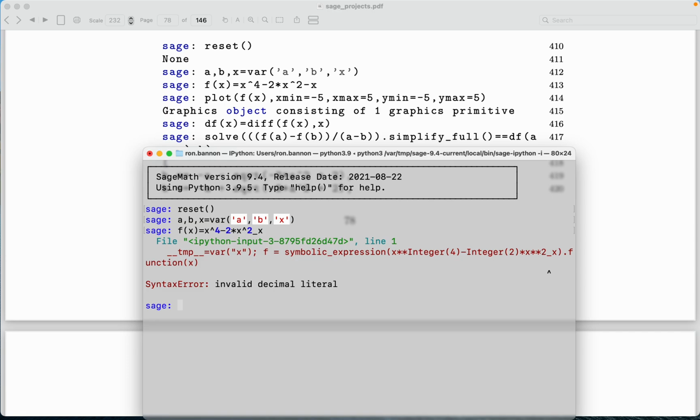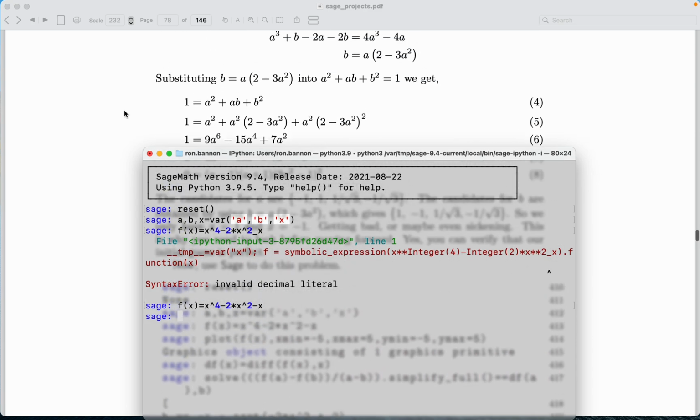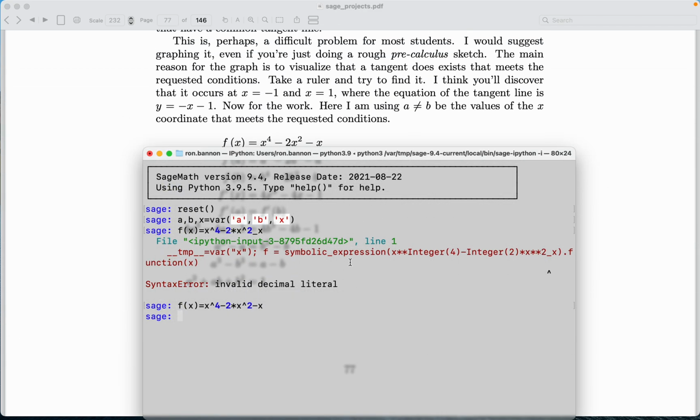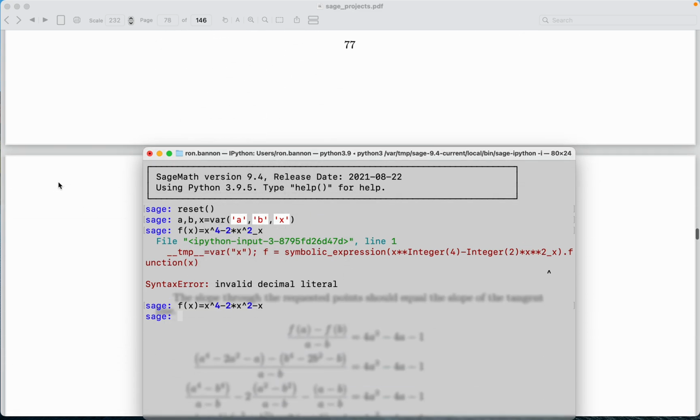Let's take a look where I made a mistake. I see it right now. I used an underscore, and I have to get rid of that. And that was minus x, right? All right, did that. Let me go back up here and point out what I mean by this. I just typed in the function over here. All right, let's go back to our Sage.